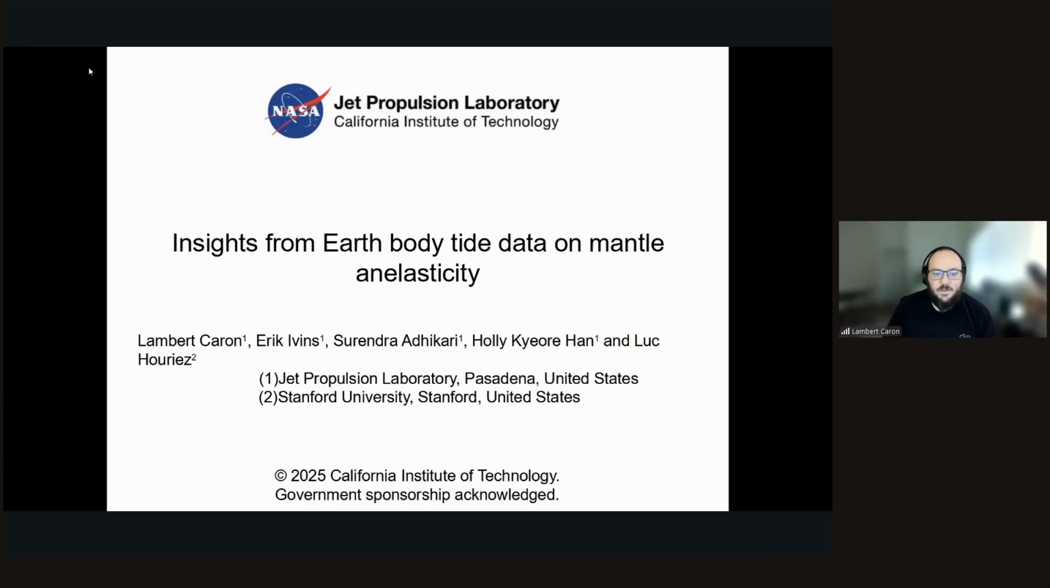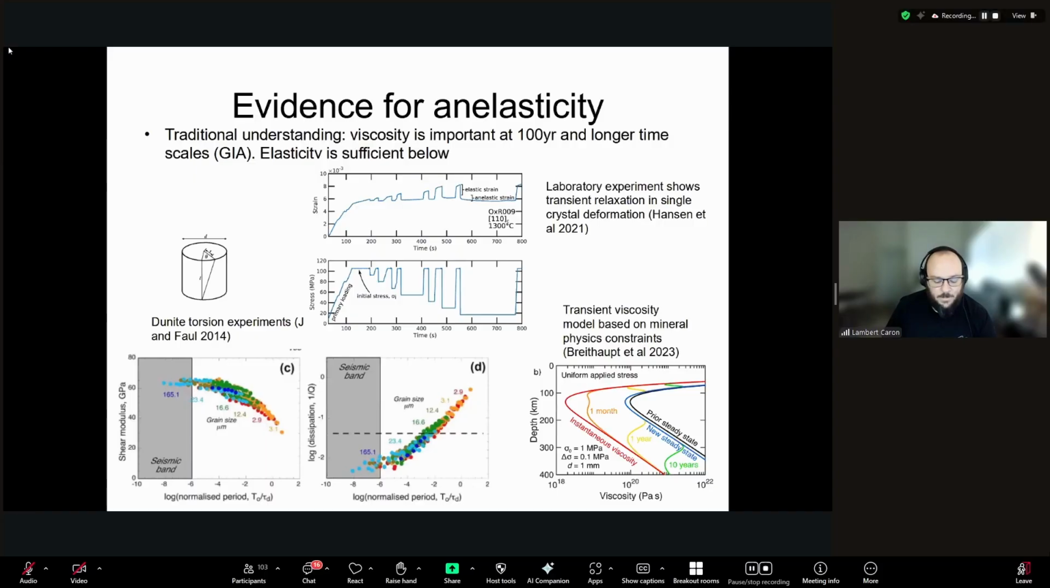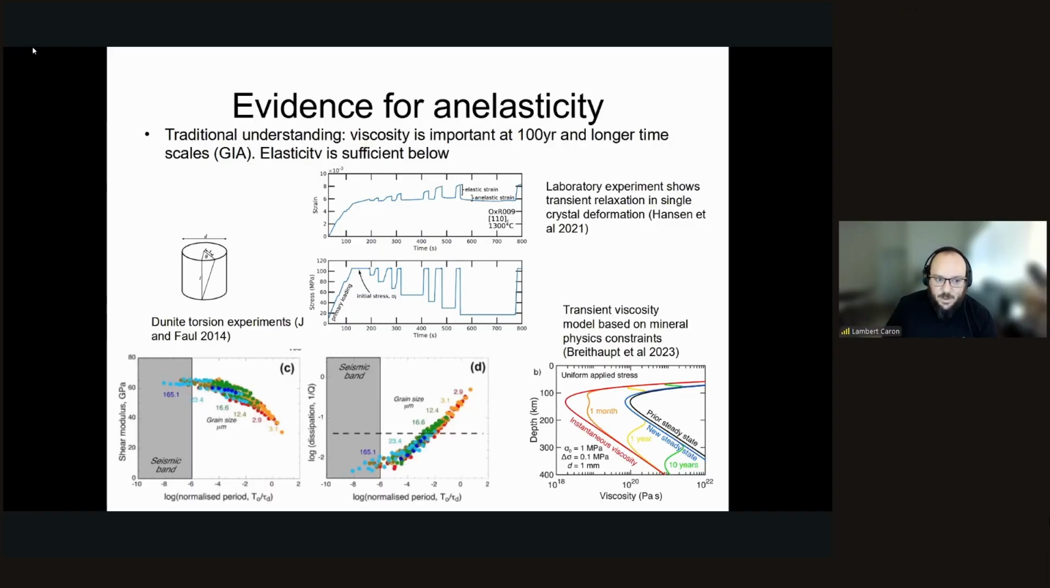So over the last 10 years, we've gotten more and more evidence from the mineral physics community, coming from both laboratory experiments and digital experiments, showing that we have deviations from pure elasticity in the mantle material that start at 1 hour and build up towards longer timescales.